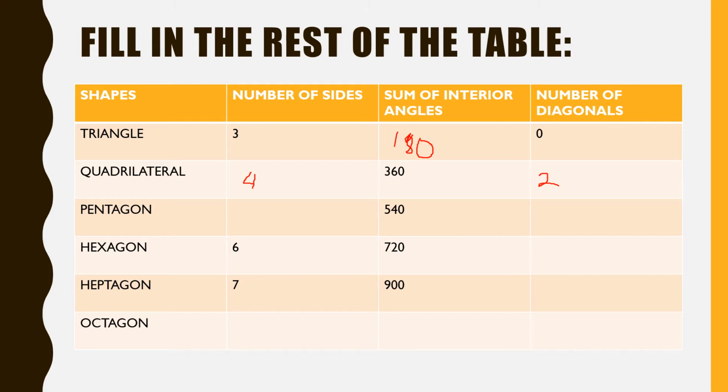And then in a pentagon, we have 5 sides. And how many diagonals? Are you sure there are 5? Actually, there are only 3. So later, malalaman natin yan kung ilan yan. Okay. So, the sum of the interior angles of the hexagon, we will know that later. Okay?